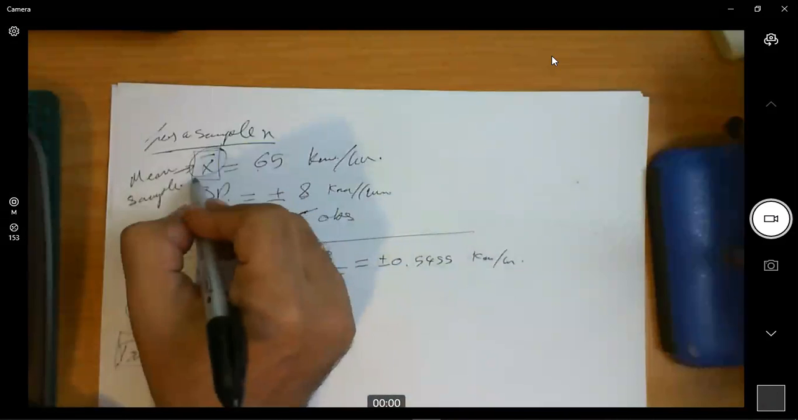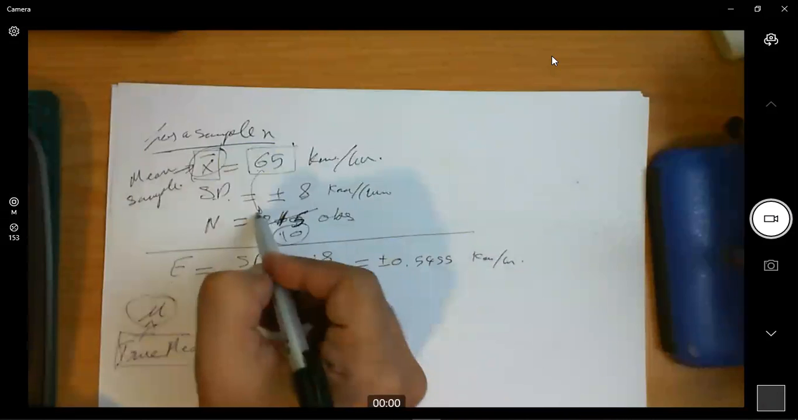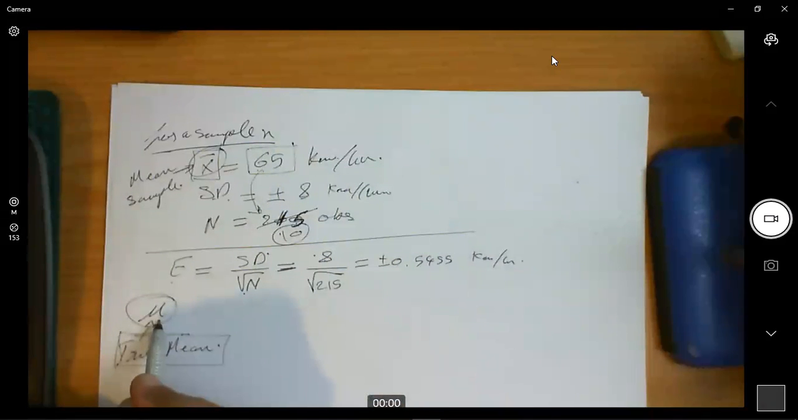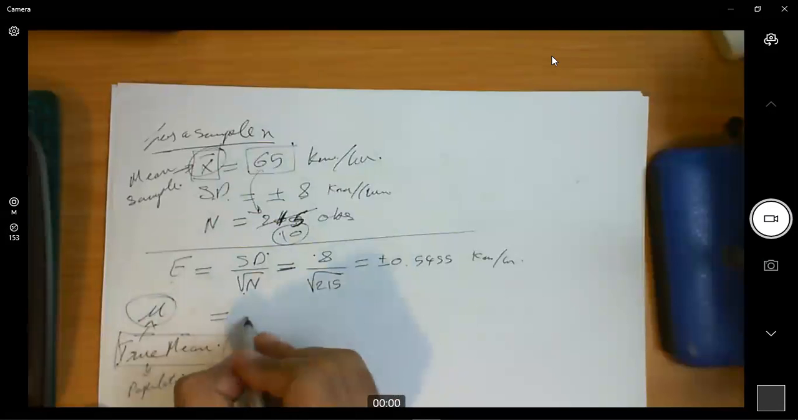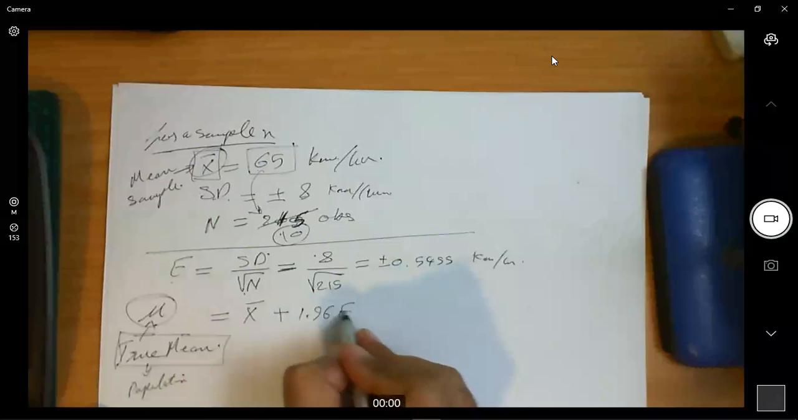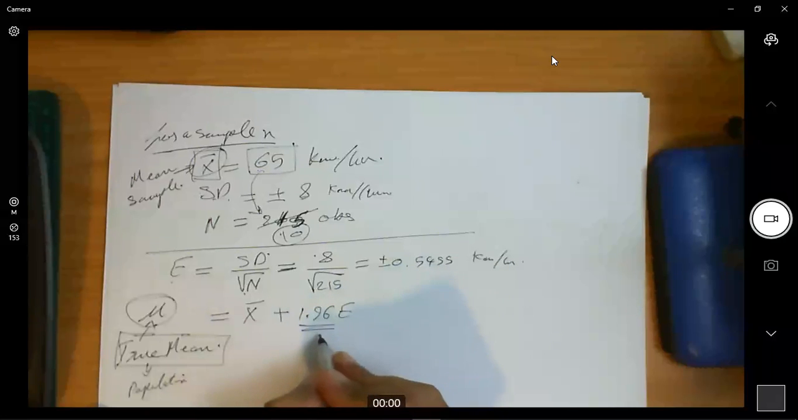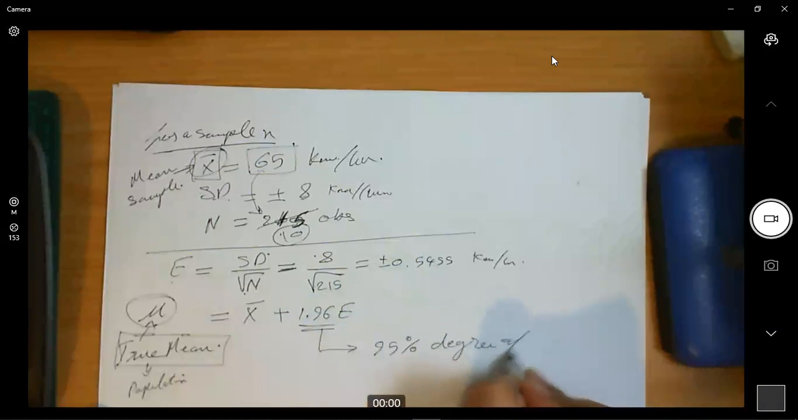Then the true mean. We have here to differentiate between the true mean and the sample mean. The sample mean, as I mentioned, is the average for your observations. But the true mean is the average for the population, and you didn't measure the population, you just measured the sample. So the true mean becomes what? It becomes X bar plus 1.96 multiplied by E. Why am I using 1.96? Because I'm assuming a 95% degree of confidence.